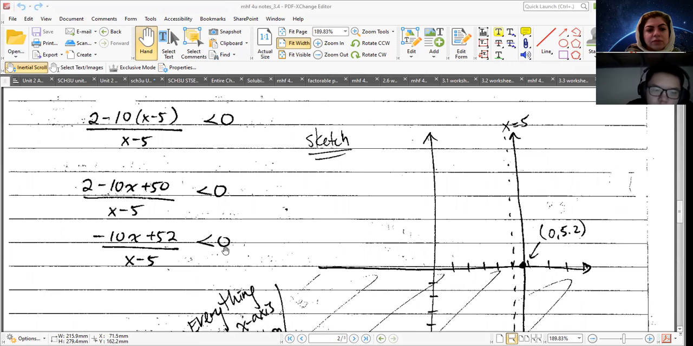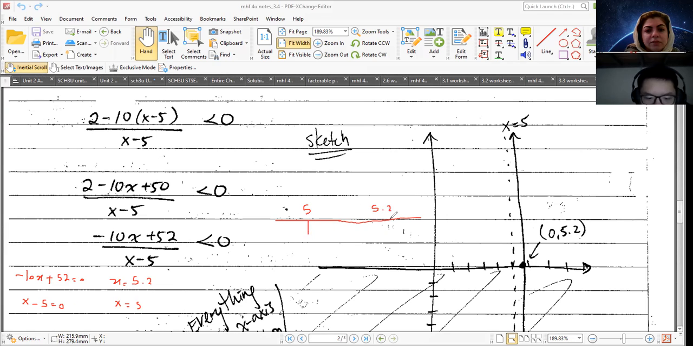So it's less than 0. Now we need to do this. This is simple. So we need to do the zeros. I need to use the zeros from the numerator and denominator. Here, for the zeros from the numerator, negative 10x plus 52, you set it equal to 0. So you rearrange it for x, and x is going to be 5.2. And for the denominator x minus 5, you find the zeros of the denominator as well. So here is x equal to what? 5.